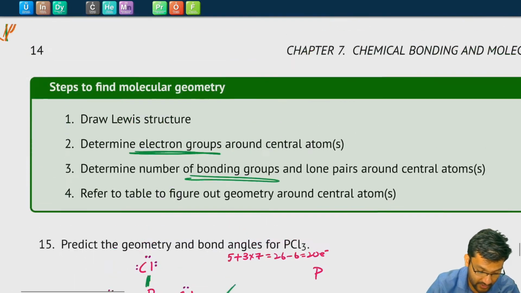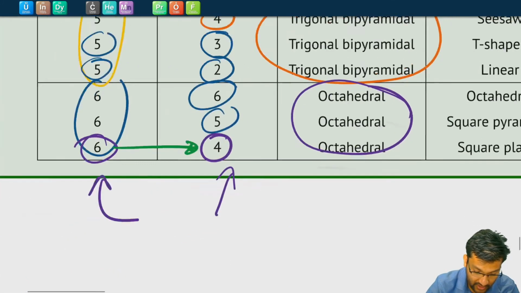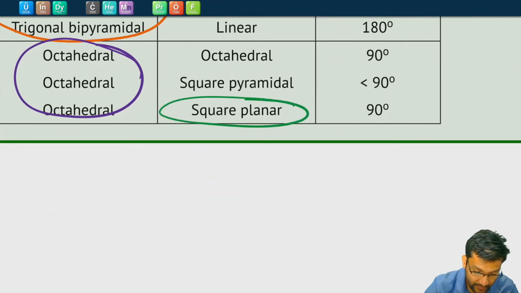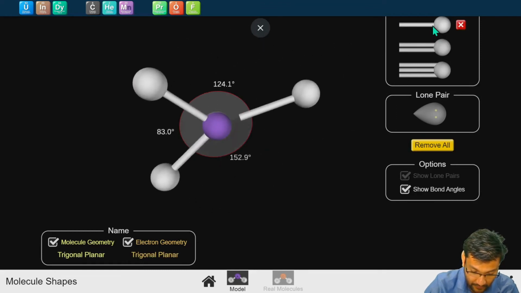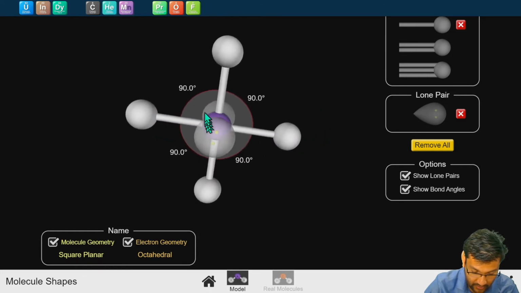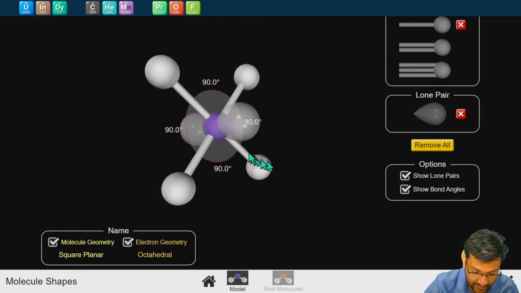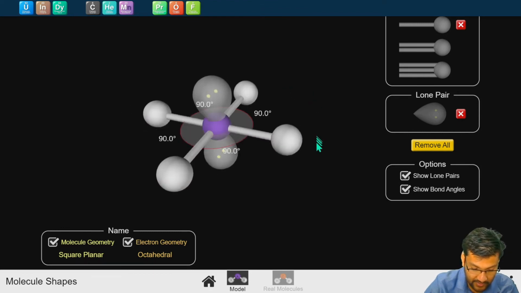So let's go to the geometry table. We have 6 electron groups, but only 4 of them are bonds, which means the electron group geometry is octahedral, but the overall geometry of the molecule is square planar. So again, we have 4 bonds, 2 lone pairs. This is the geometry of that molecule. Imagine the purple atom as being iodine and the white atoms as being chlorine in this example. So that's what this molecule would look like.